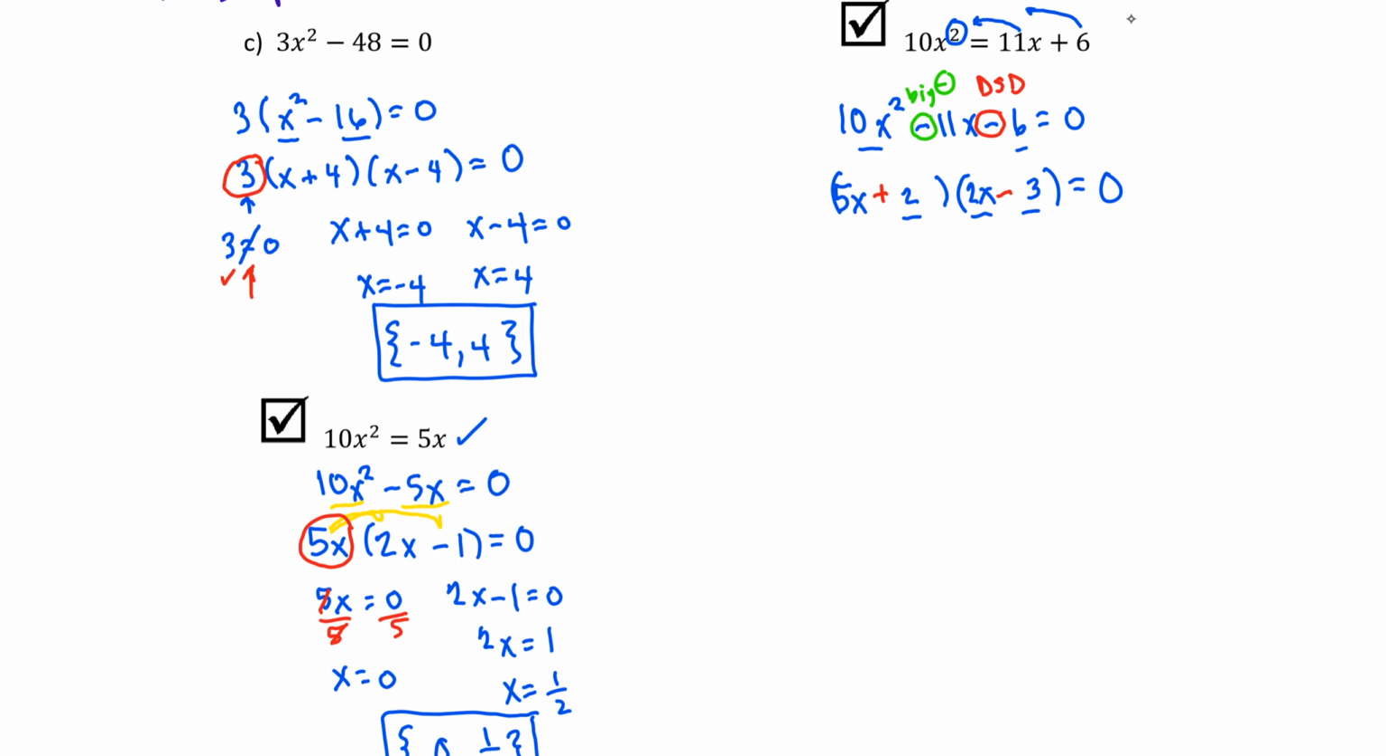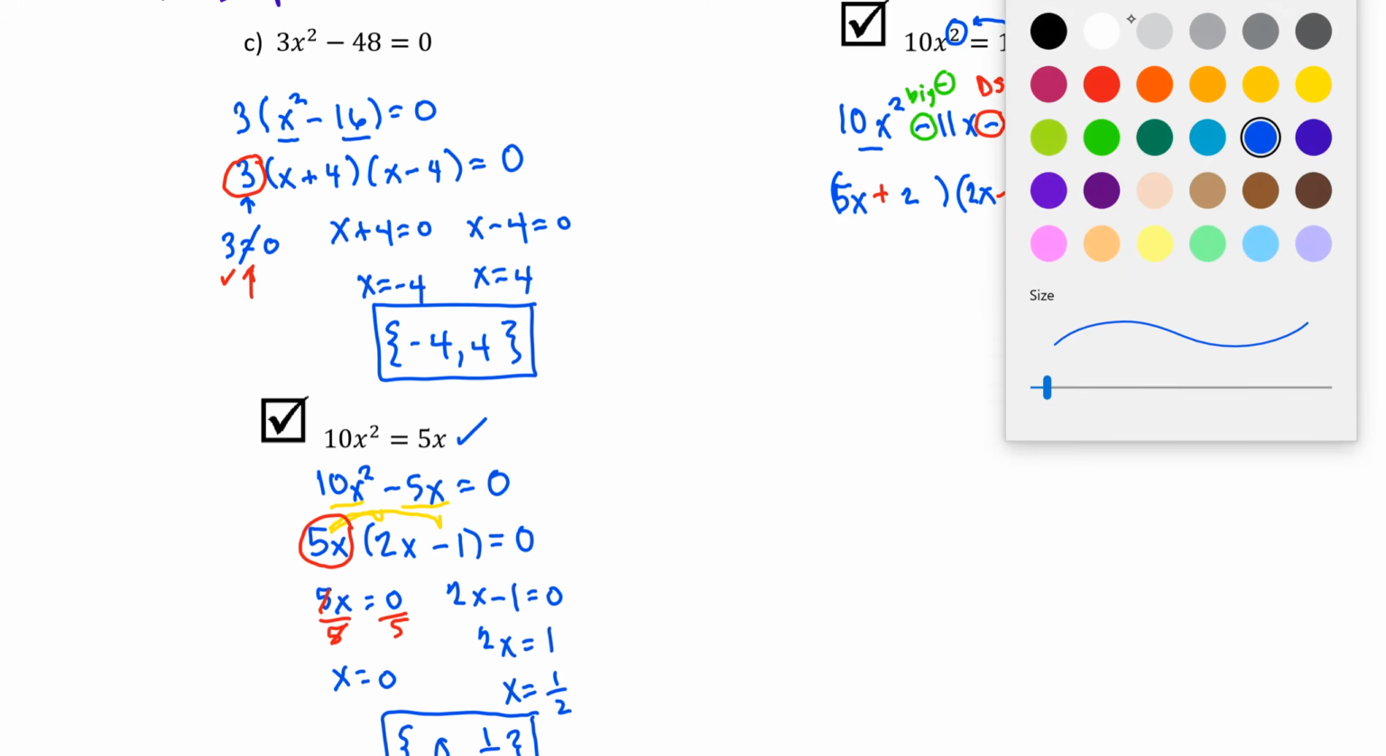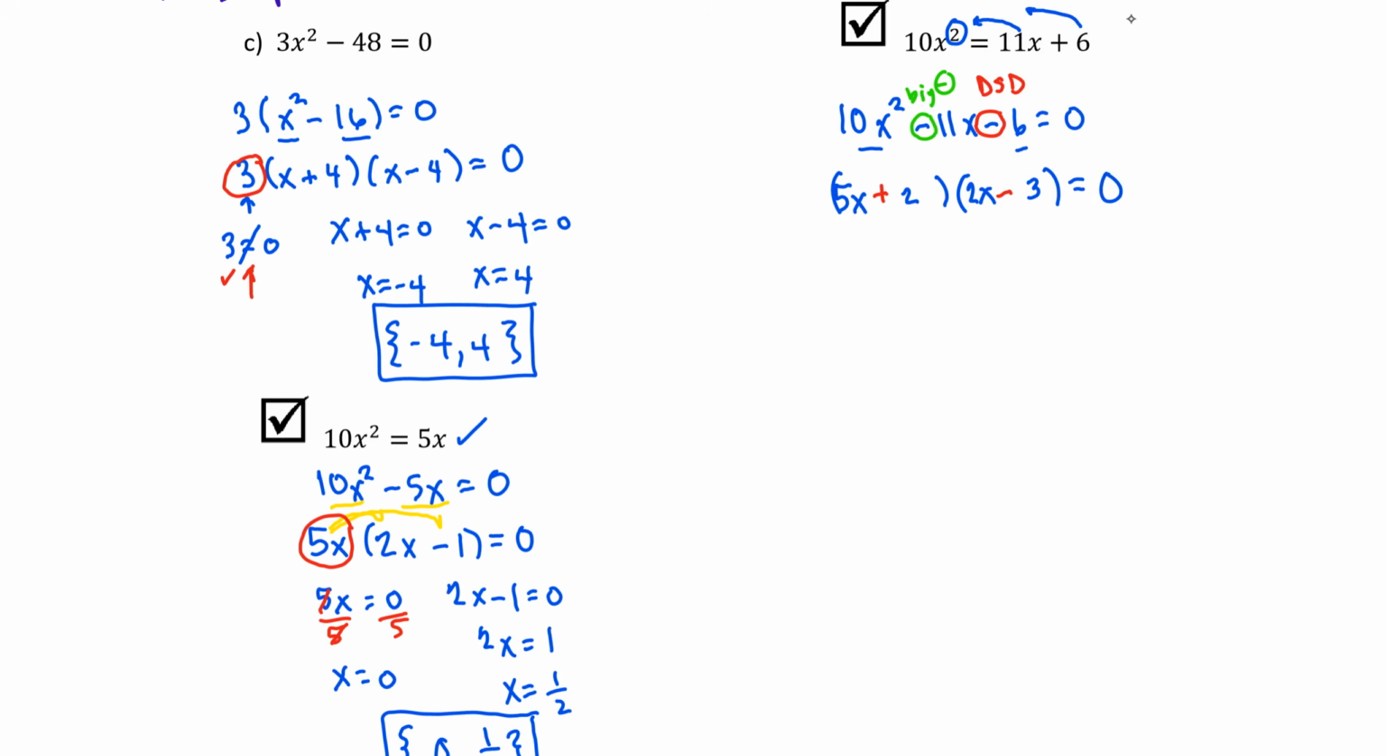Okay, so we know that the first two terms have to multiply to give us 10x squared. The second two terms have to multiply to give us 6. So we're going to try something and see if we got it right. How do we know if we got it right?